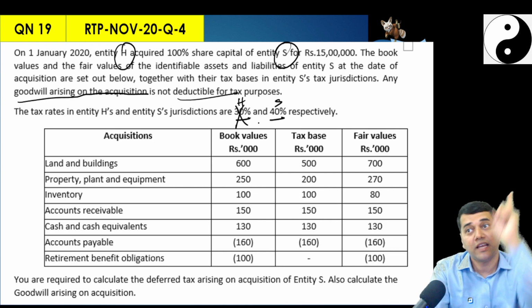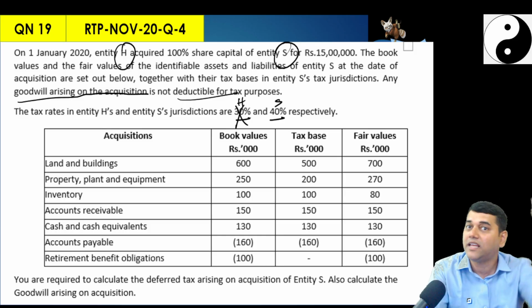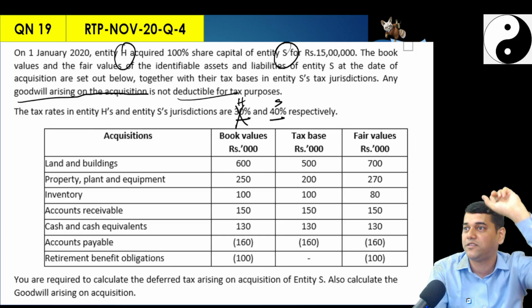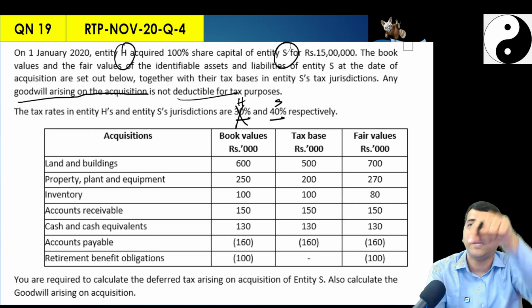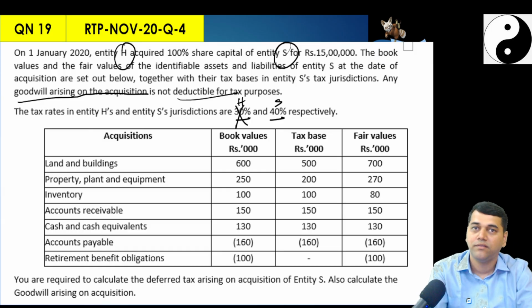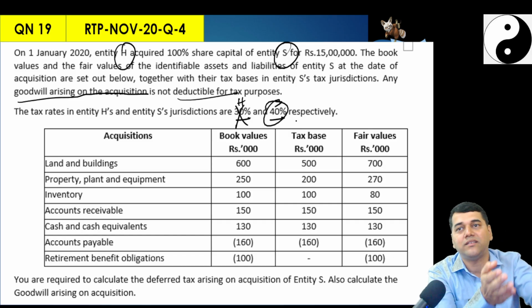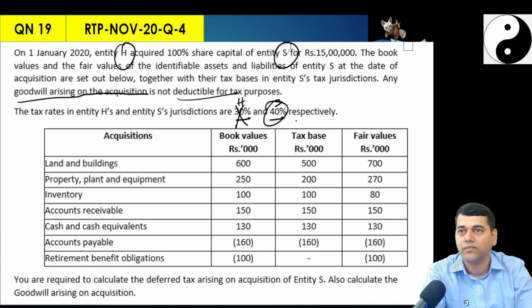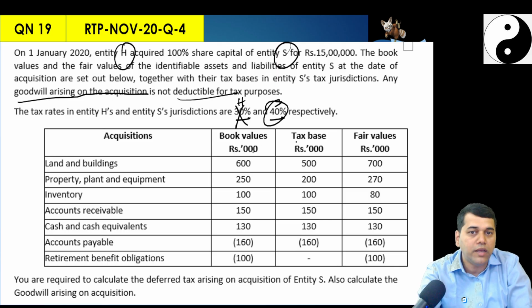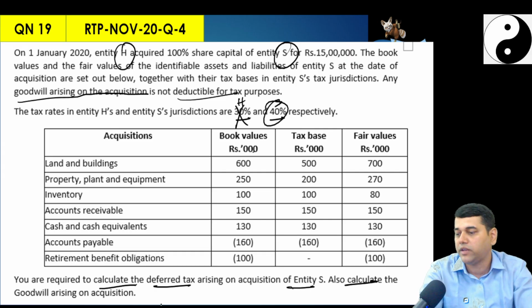For this, I will prepare one tax reconciliation and show these differences because of the tax differences. You remember country A and country B, we have done that. So for me, 40% is relevant because ultimately S will pay the tax. So you have got the book value, tax base, fair value. You are required to calculate the deferred tax arising on the acquisition. Also calculate the goodwill on acquisition.